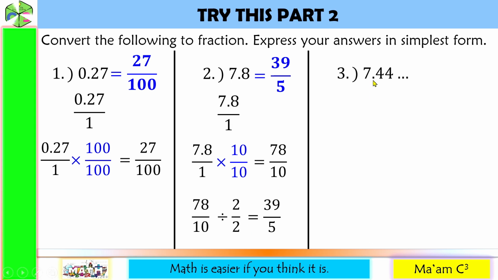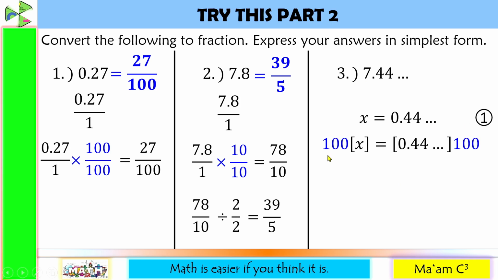Last one, 7.44444... So let x be equal to 0.4444... Let us ignore first the 7 here. We're going to put it back later at the end. This is our equation 1. Let us multiply both sides by 100. 100 times x is 100x. 0.44444 times 100 will become 44.44444. This is now our equation 2.